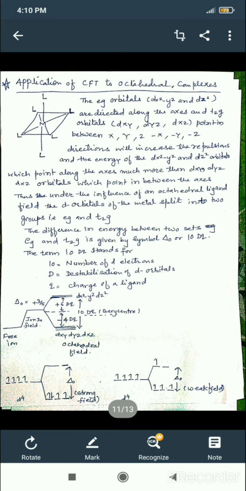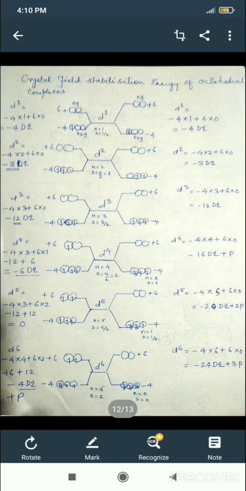delta O, that is the small change in the octahedral system, which is divided into two groups, that is t2g and eg. In case of strong field, delta O is more. In case of weak field, delta O is less.